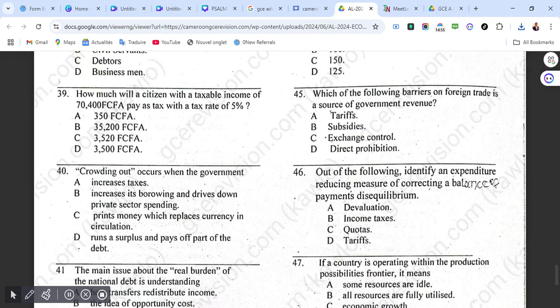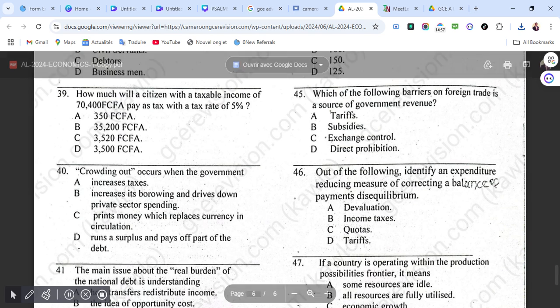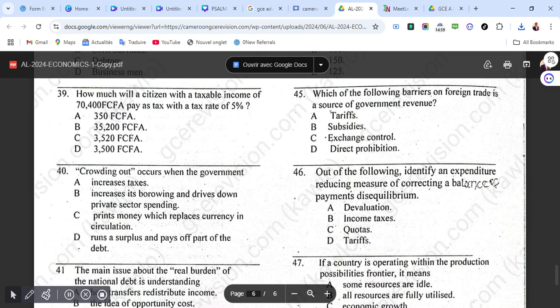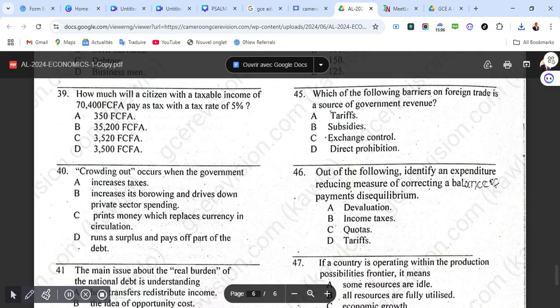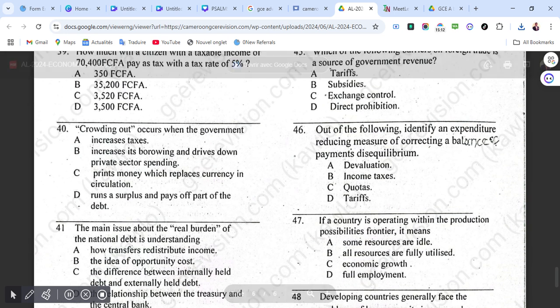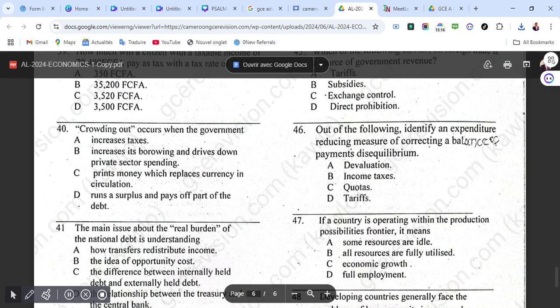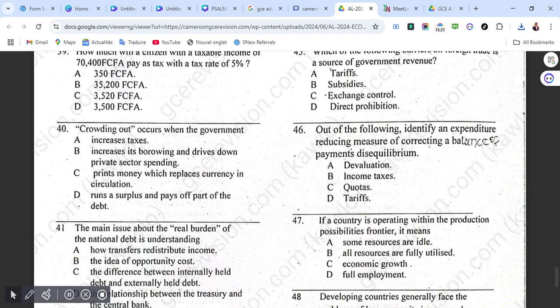How much will a citizen with a taxable income of 70,400 francs pay as tax with a tax rate of 5%? The correct answer for 39 is C, 3,520 francs. Okay? Crowding out occurs when the government B, increases its borrowing and drives down private sector spending.